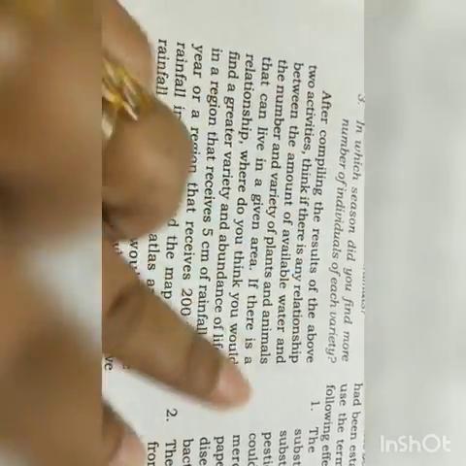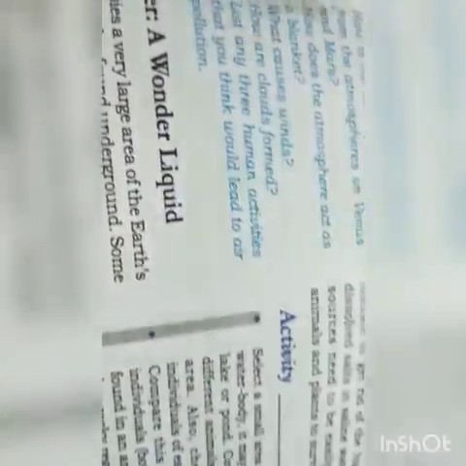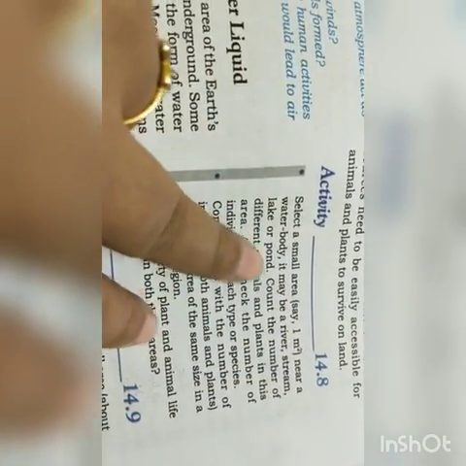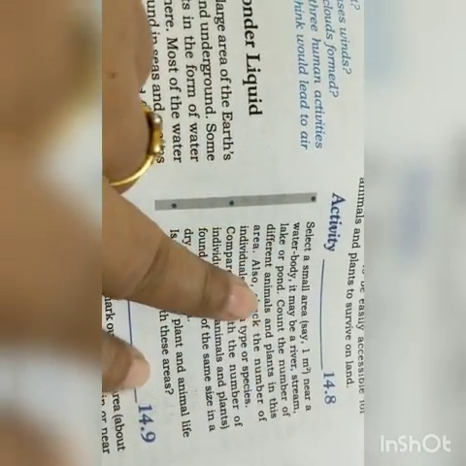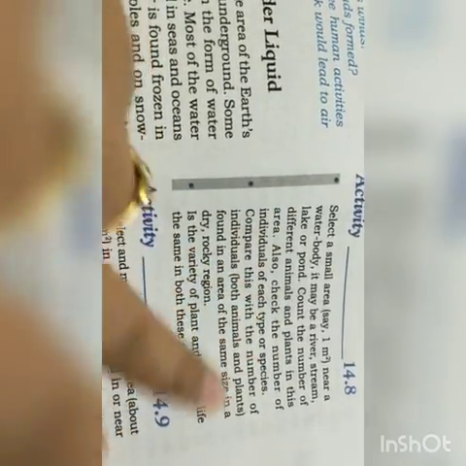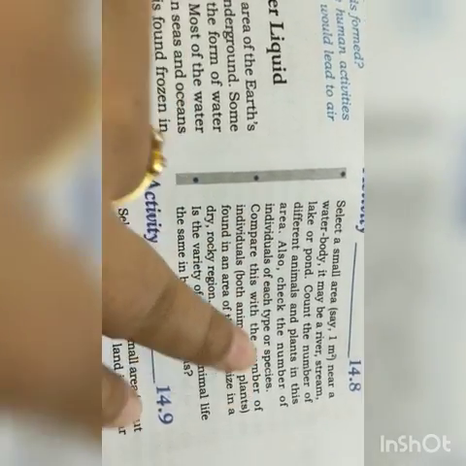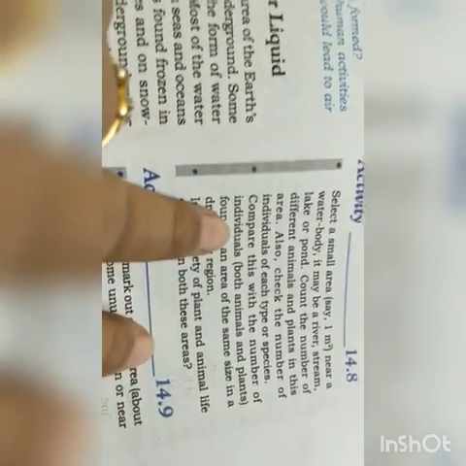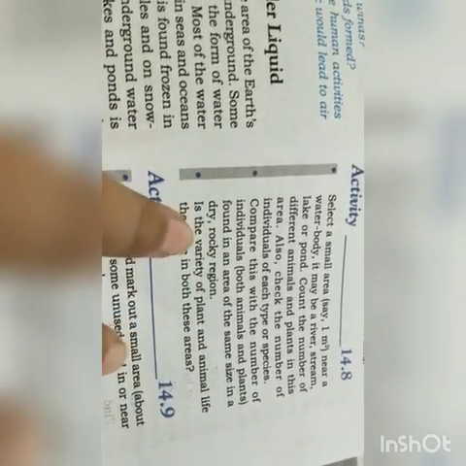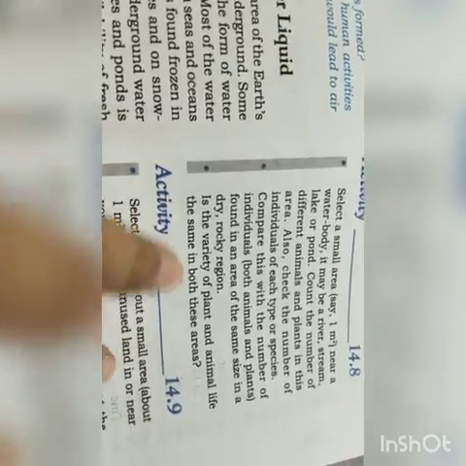After compiling the results of the above two activities, here the two activities are given. Let's see. Activity 14.8. Select a small area near a water body. It may be a river, stream, lake or pond. Count the number of different animals and plants in this area. Also check the number of individuals of each type or species. Compare this with the number of individuals found in an area of the same size in a dry, rocky region. Is the variety of plant and animal life the same in both these areas? So we have to do this activity.